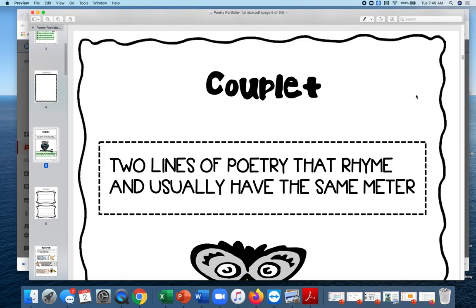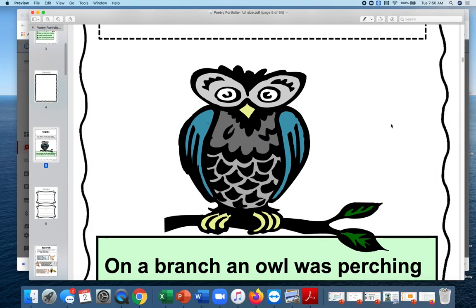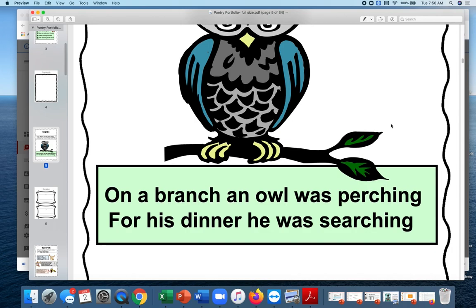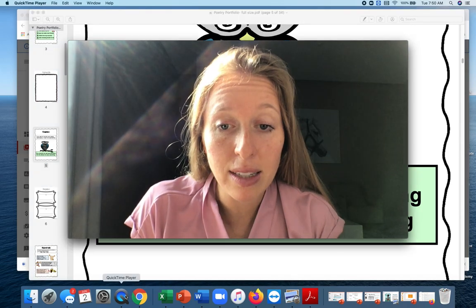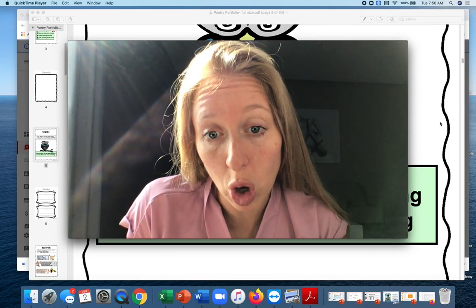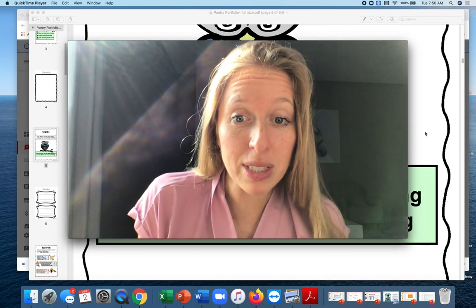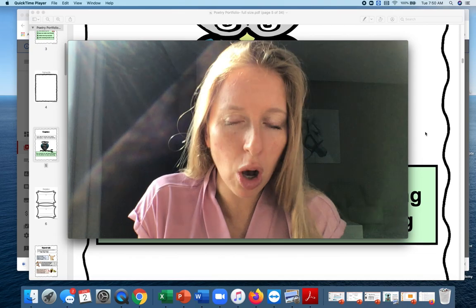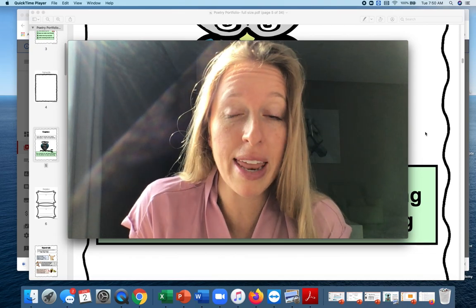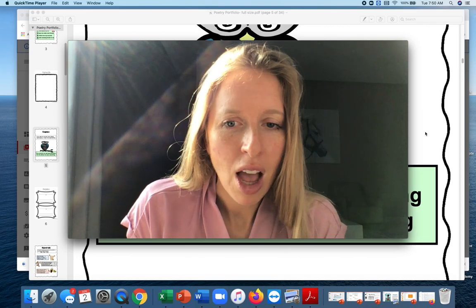So, here's an example couplet. On a branch an owl was perching, for his dinner he was searching. So you see they rhyme, and then they also have the same kind of beat, if you were to clap. On a branch an owl was perching, for his dinner he was searching. It does not have to be exact, but it should be close, around the same amount. Not super short, not super long, similar. Okay, so that one's easy. You don't have to do anything else with mood or tone, just a 2-line poem that rhymes. And it should flow, like it should say something. Okay, so that's the first one.